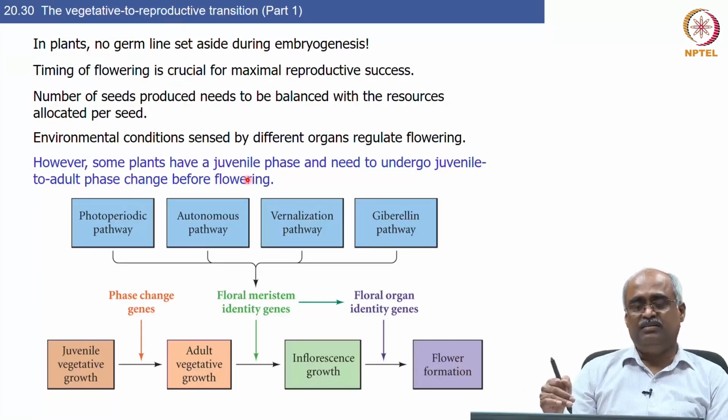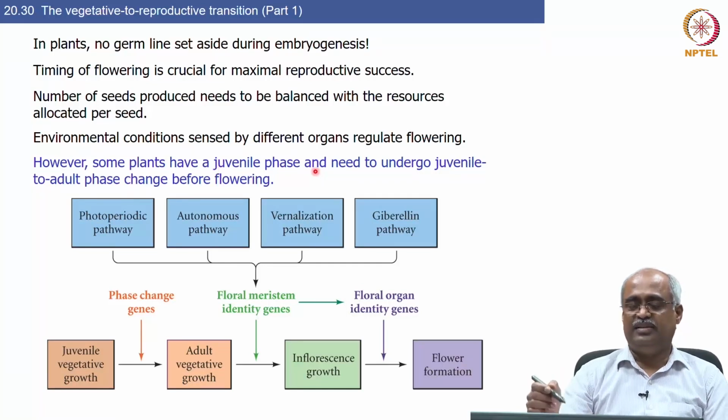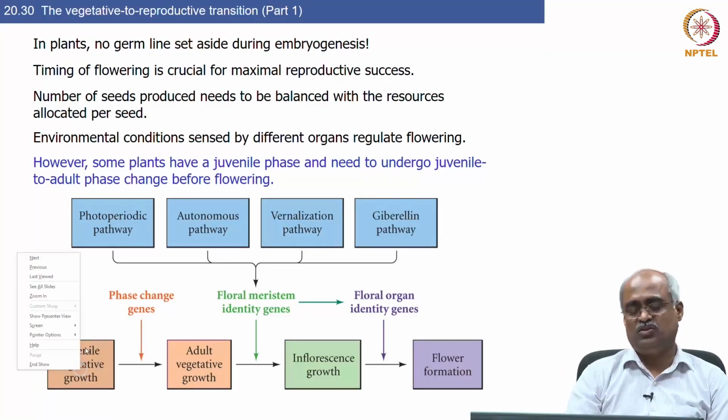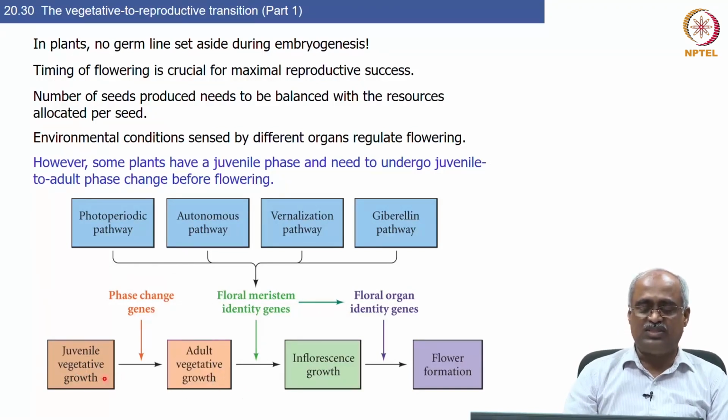And in addition to sensing the environment, some plants need to grow in the vegetative fate for a certain period of time, and during that period, even if the correct environmental conditions are there, they are not going to switch into reproductive mode. This is called the juvenile phase, and therefore, there is a juvenile vegetative growth to adult vegetative growth. That phase change is required in some plants. This is not common in annuals, meaning a plant that lives for less than 1 year. So, there this is not an important point.